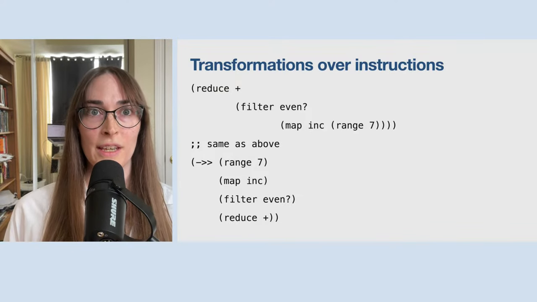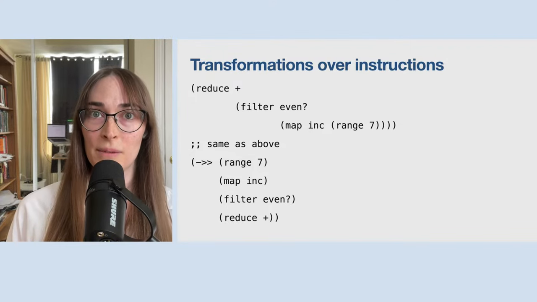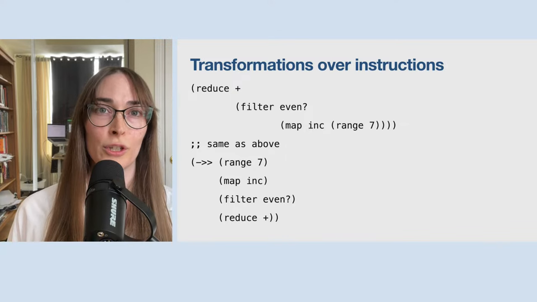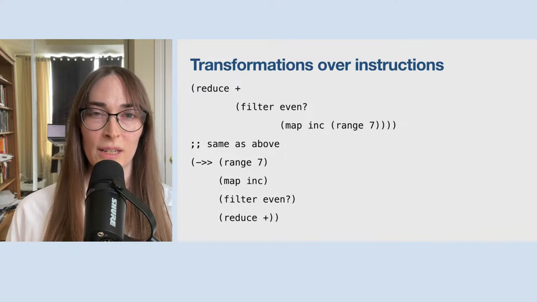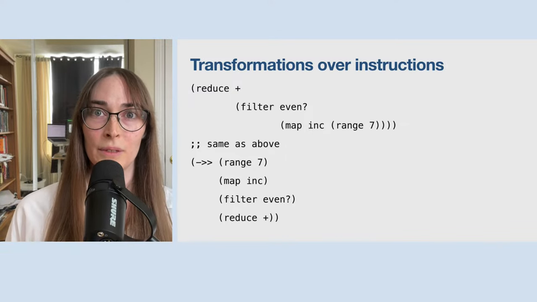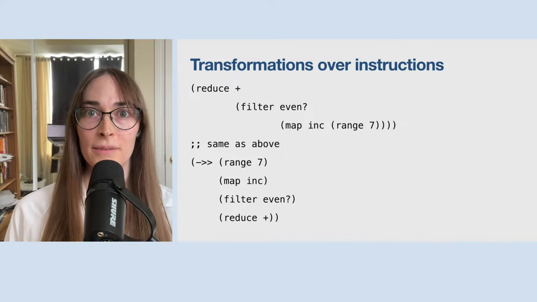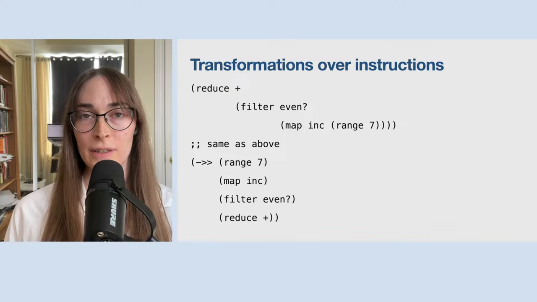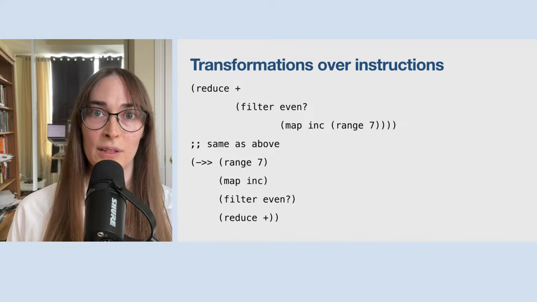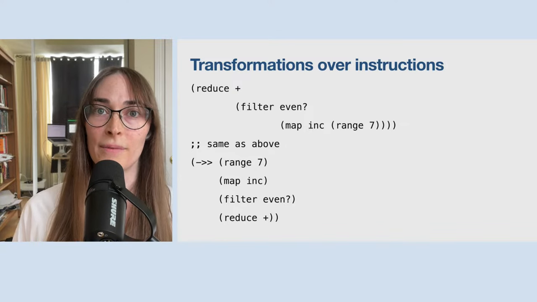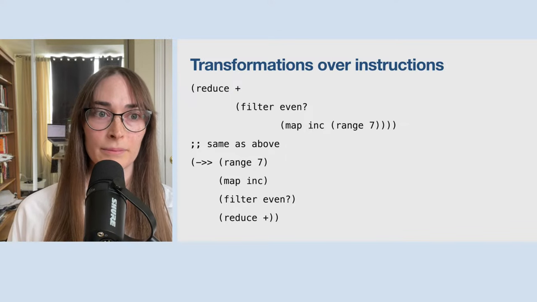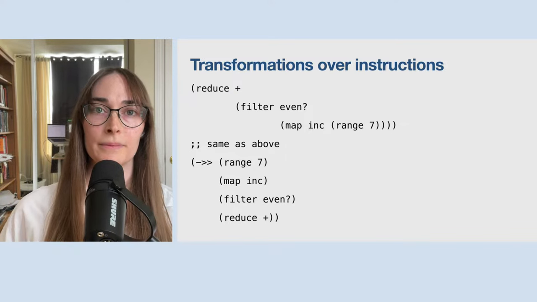So this is just the transformations I was talking about. These two statements are equivalent. The bottom is Clojure syntactic sugar almost. It's a macro that will thread the range 7 through the reducers map filter, and then finally we collapse the collection with the plus sign, the addition function.